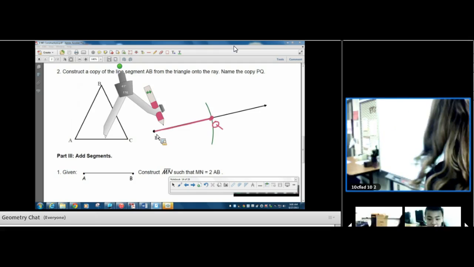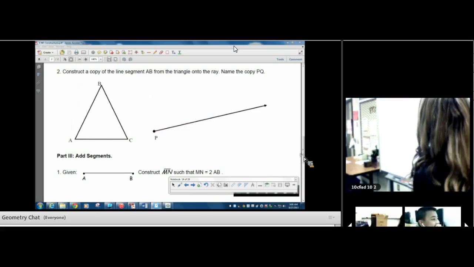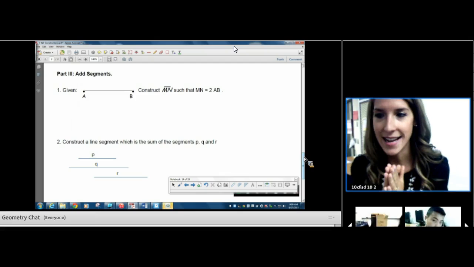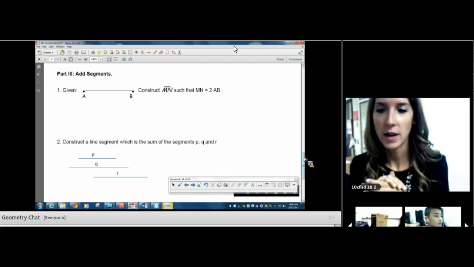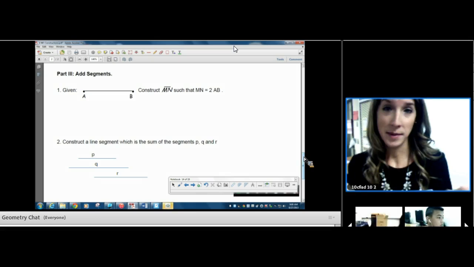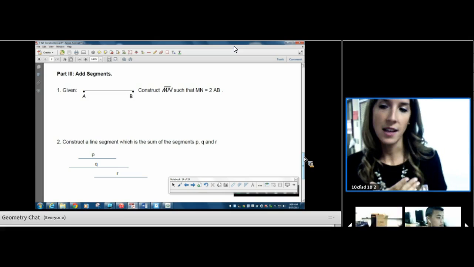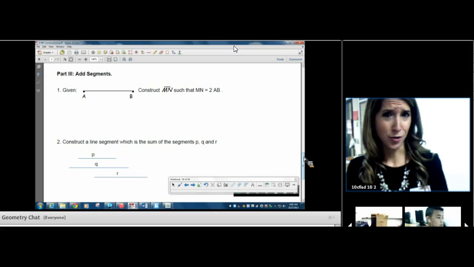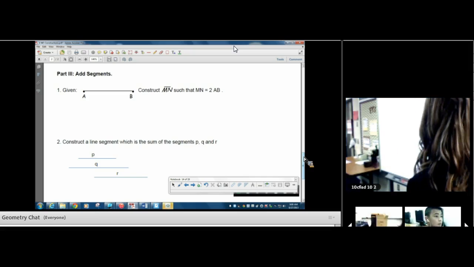Here's the last one I'm going to do in this lesson, and the rest you get to practice on your own. Given segment AB, construct segment MN such that MN equals 2AB. Whoa, what does that mean? Two times something means we're going to double it. MN is going to be double the length of AB. Now, all of our other ones had a ray already drawn. This one doesn't, so we're going to need to draw our own ray.